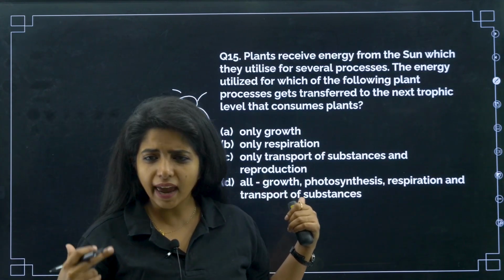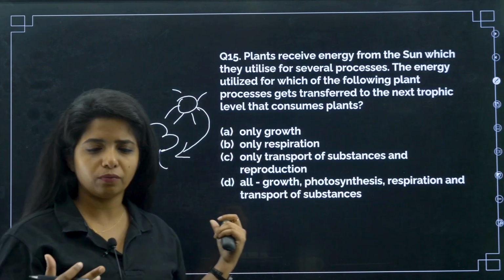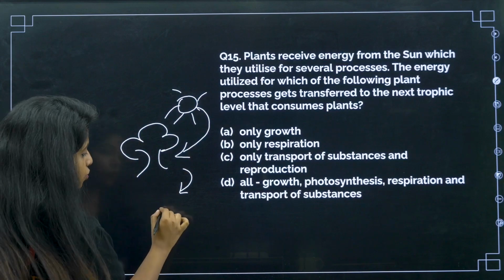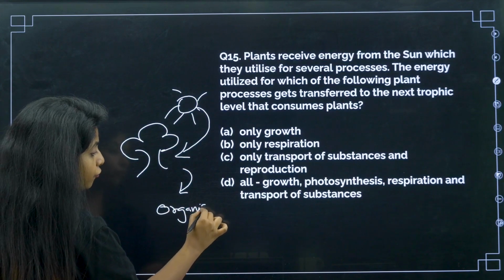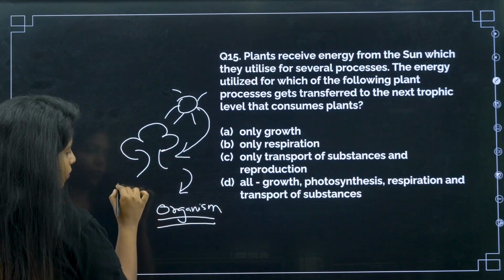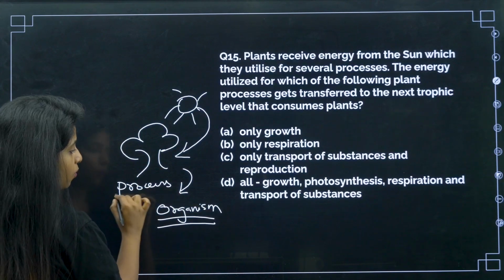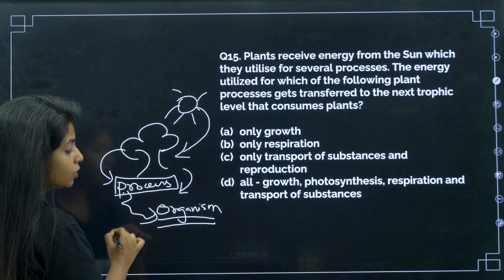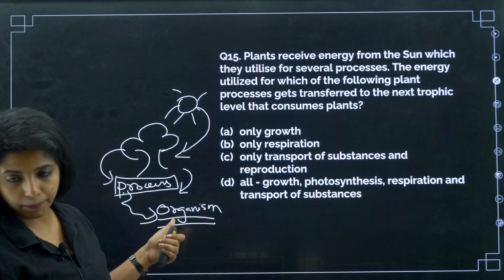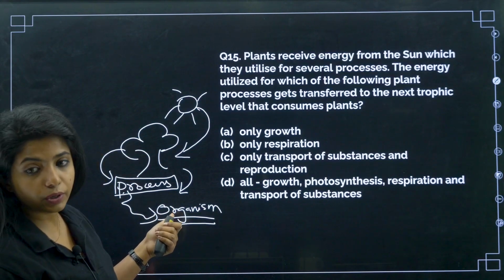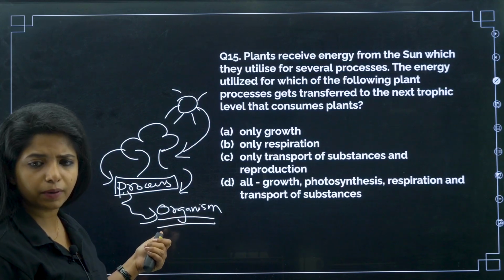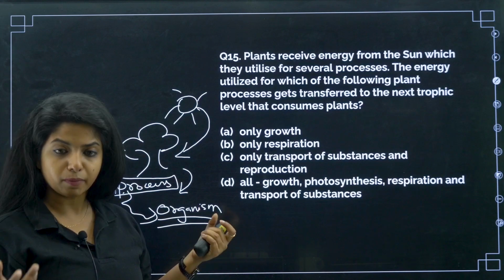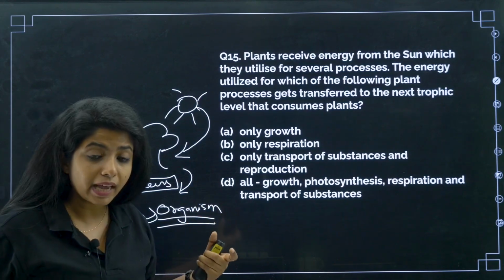But which energy, what is it actually doing, that will be beneficial for the next organism which is going to feed on it? The question says, what is that process in which the plant will invest and it will indirectly benefit the organism that is going to eat it? What do you suggest? Growth, photosynthesis, respiration, transpiration, everything, it's beneficial for the plant itself. What about the other organism?